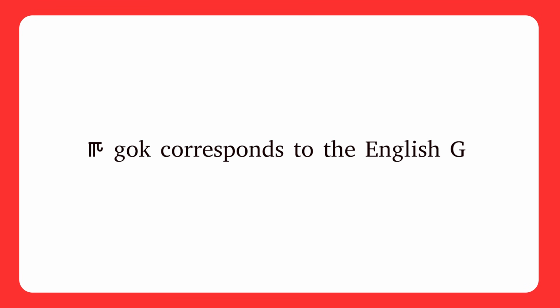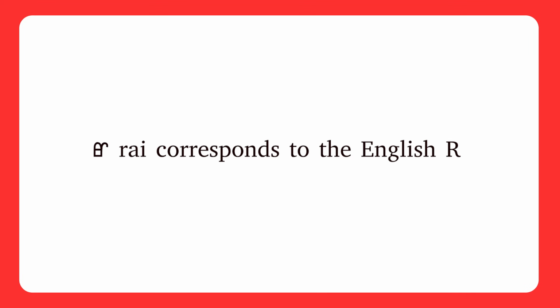In simple terms, derivational consonants show how voiceless sounds change into their voiced forms in certain environments. They play an important role in understanding sound patterns and pronunciation in Manipuri. The 19th letter Gok corresponds to the English G with the phonetic value Ga. The 21st letter Rai corresponds to the English R with the phonetic value Ra.